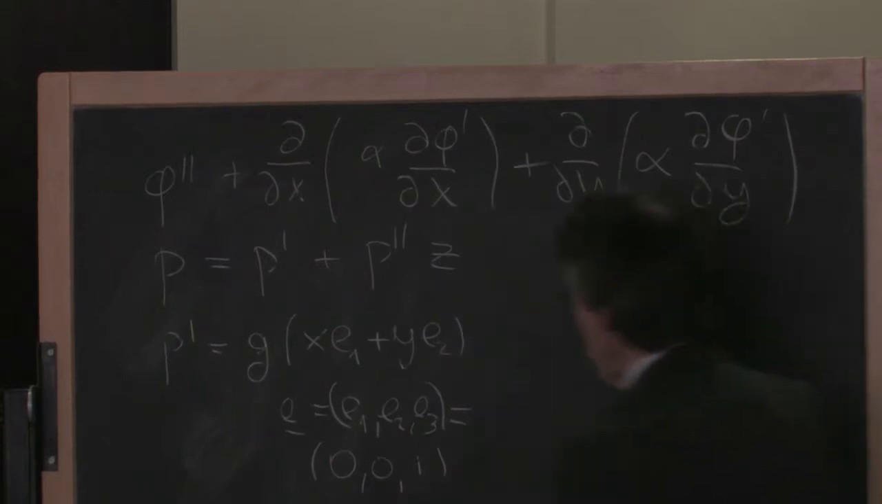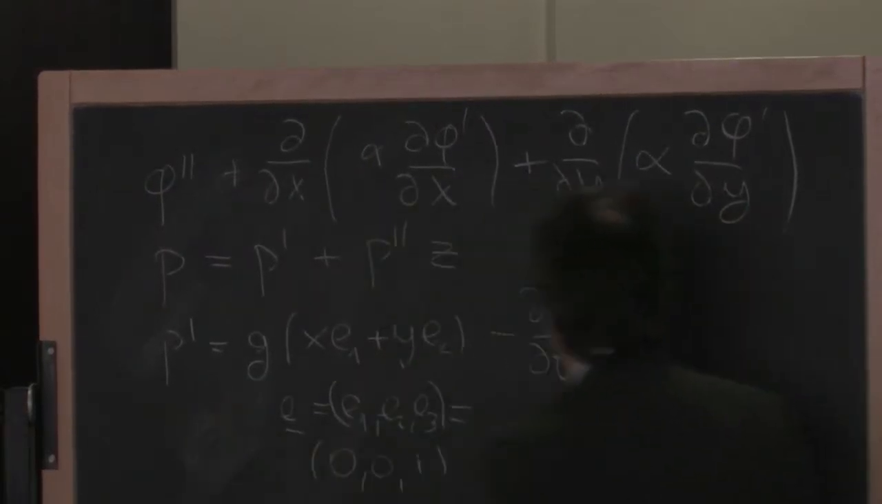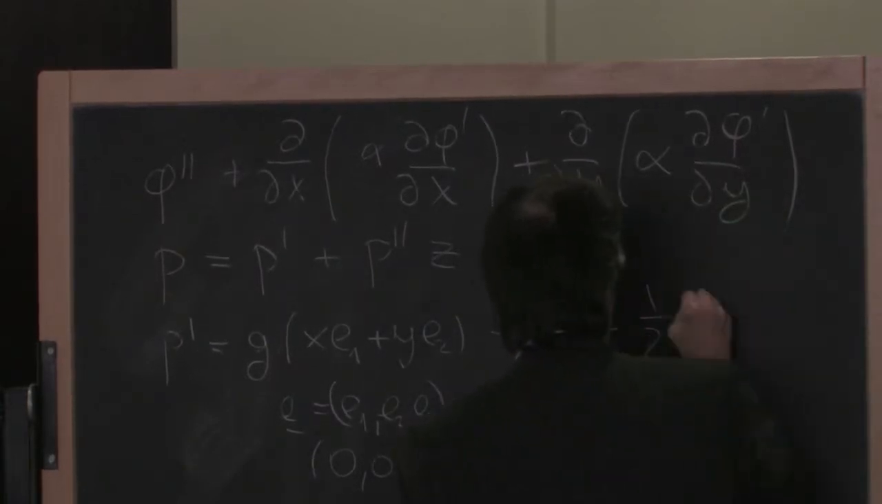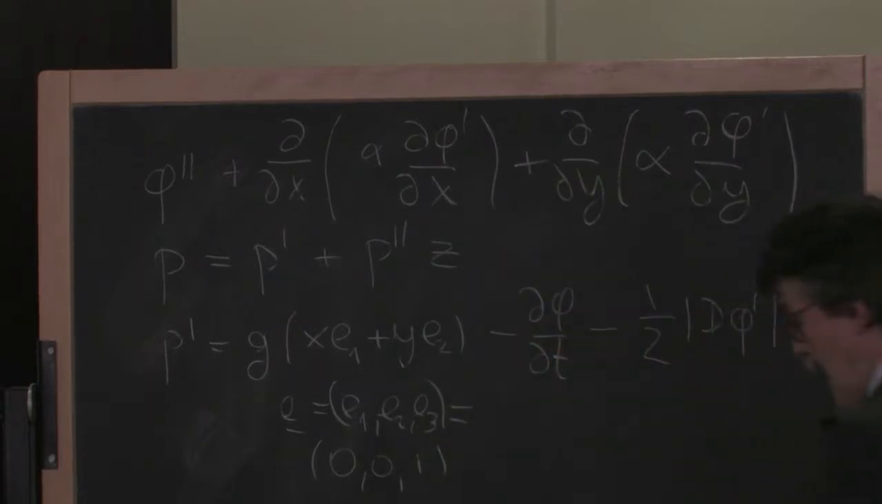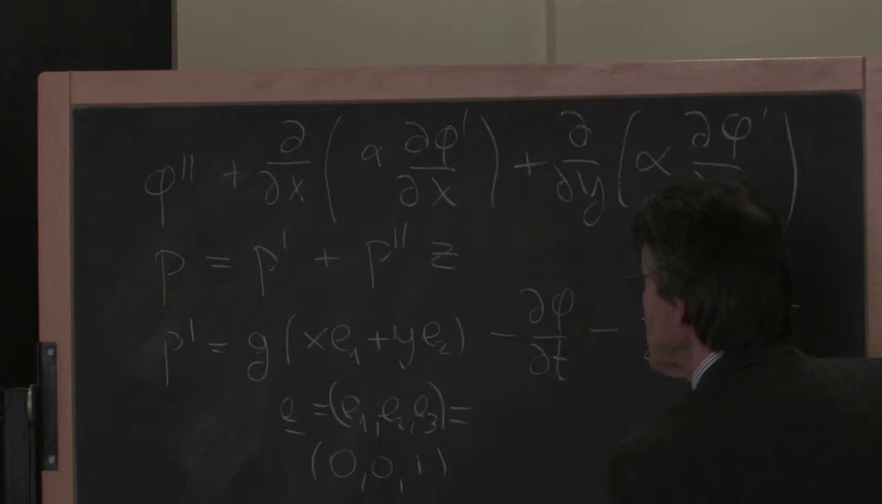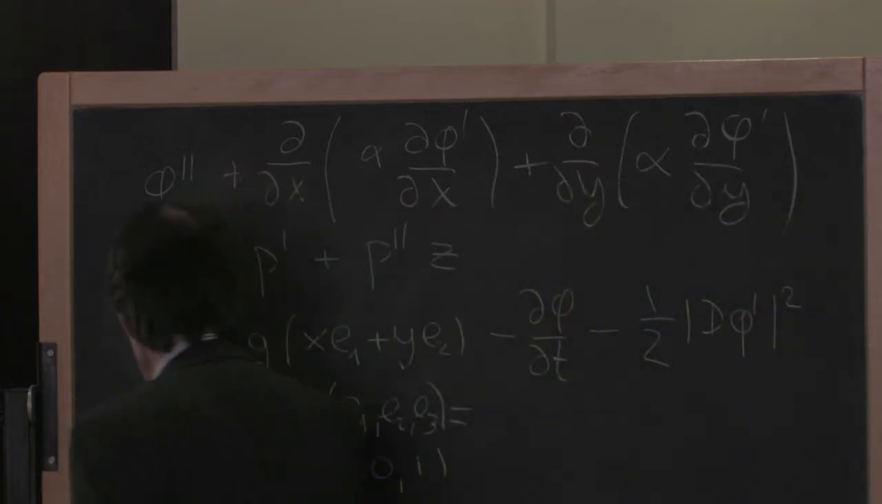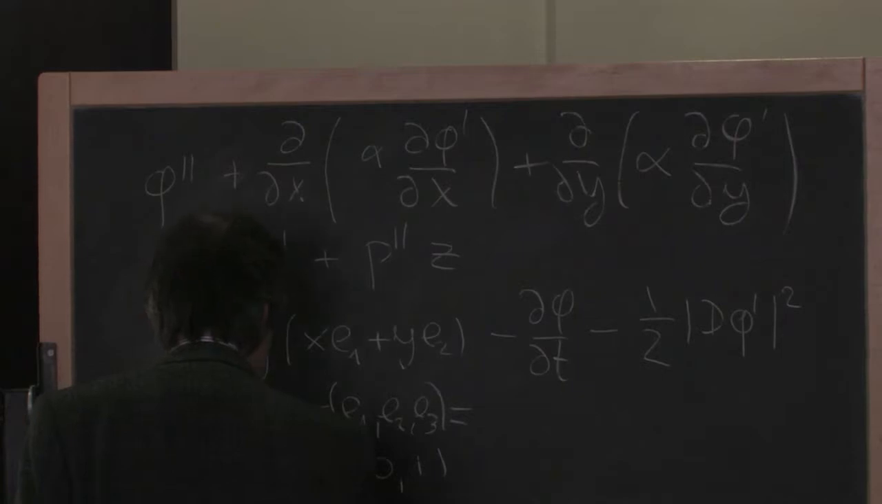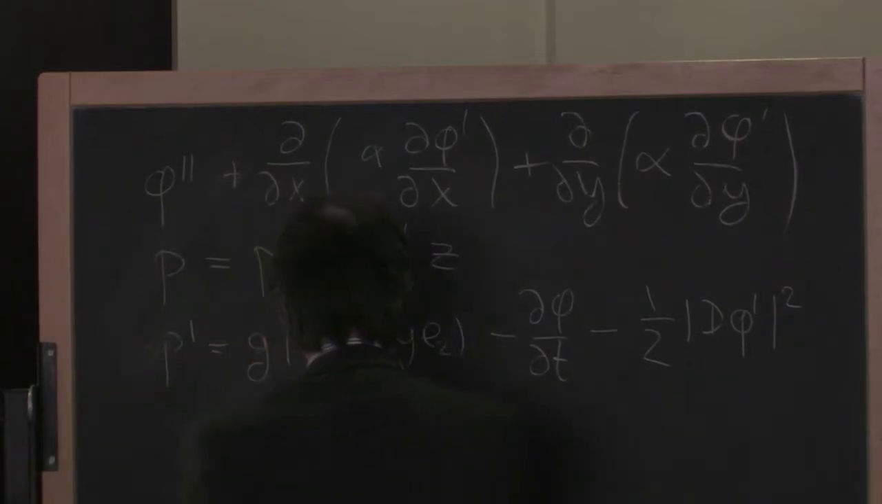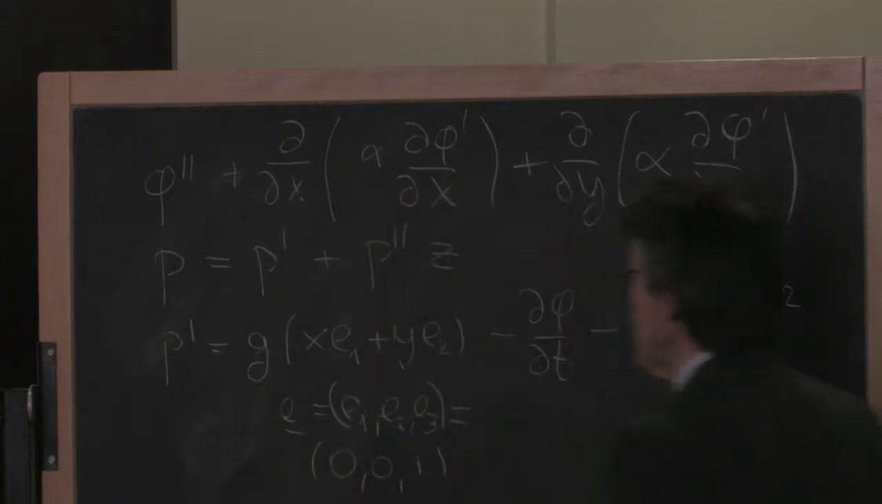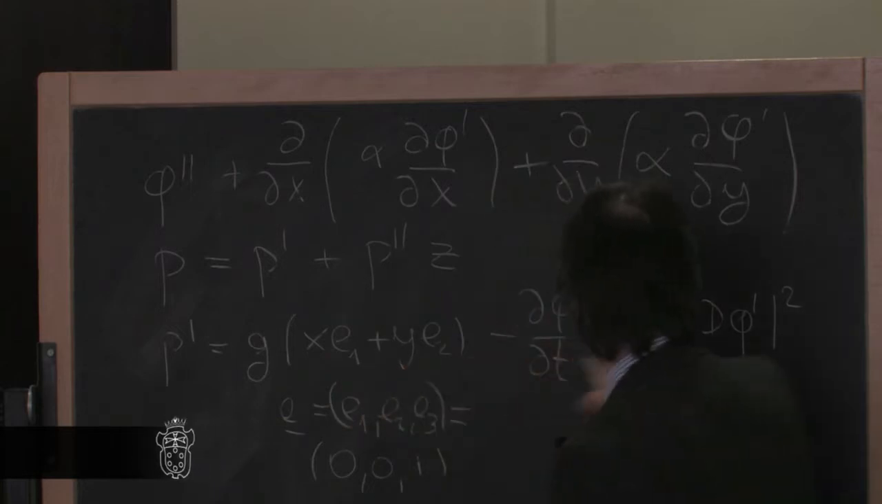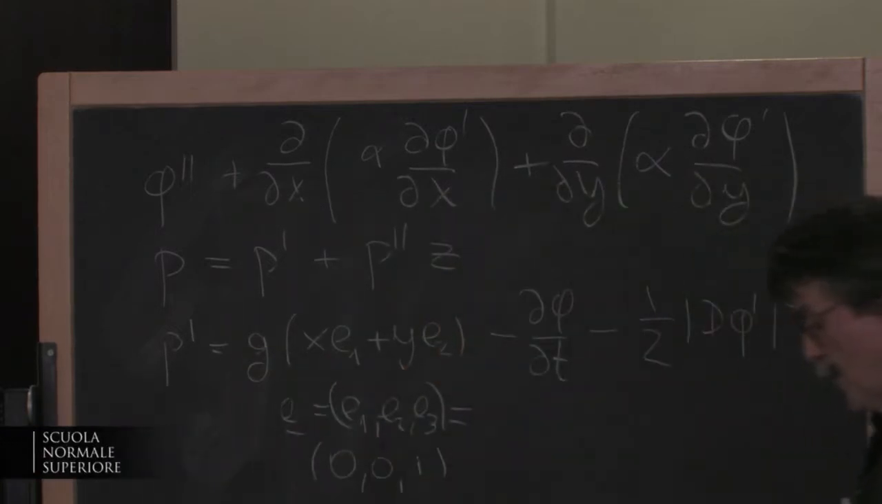There is nothing else. And then you have minus, this is the equation from before, d phi by dt minus 1/2 d phi prime squared. And then plus higher terms, but we leave them out. We only have a first order. The same is for this p double prime, and I will come to what that means physically later. This is g times e3, this is 1. And then again higher order terms, so we leave them out. So you see, this here is 0, these two things plus this. This is the pressure you insert there. And when you take them all together, you get the following. And this is then the equation.